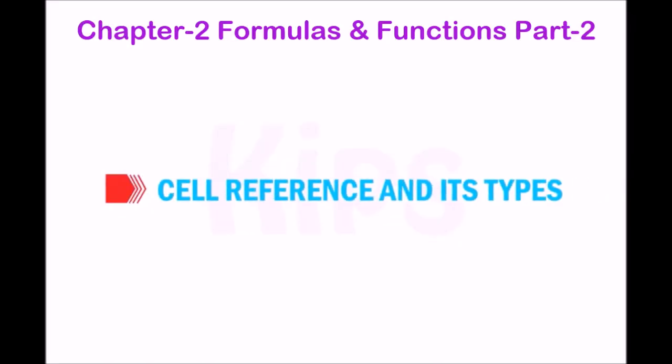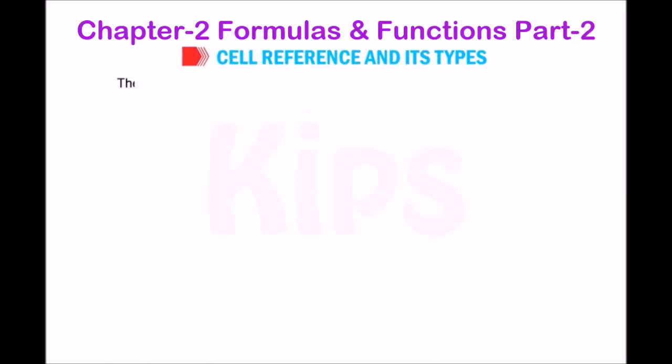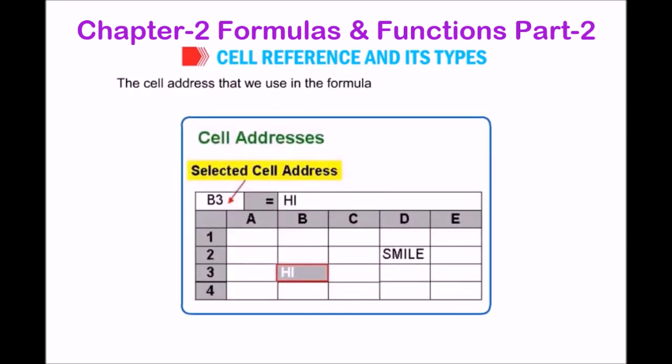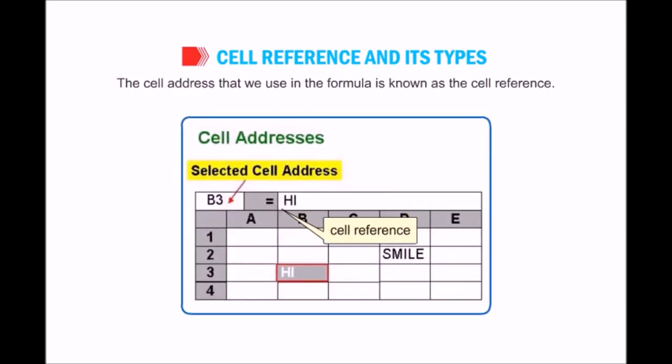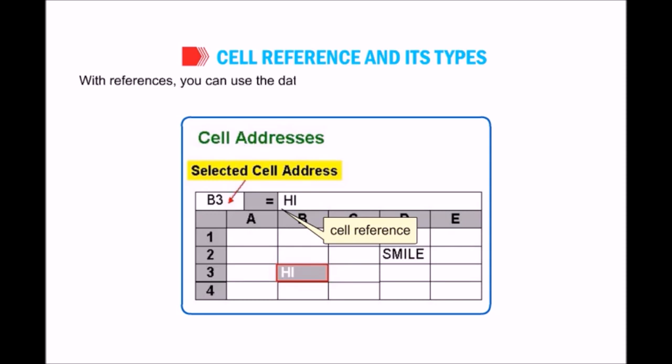About cell reference and its types. The cell address that we use in the formula is known as the cell reference. For example, A1, where A denotes the column name and 1 denotes the row number. With references, you can use the data from different parts of the worksheet or different sheets of the workbook.